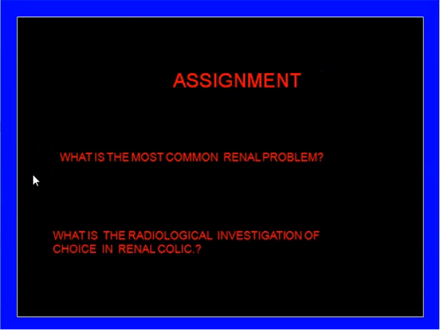Now this is the assignment of today's discussion. What is the most common renal problem? What is the radiological investigation of choice in renal colic?